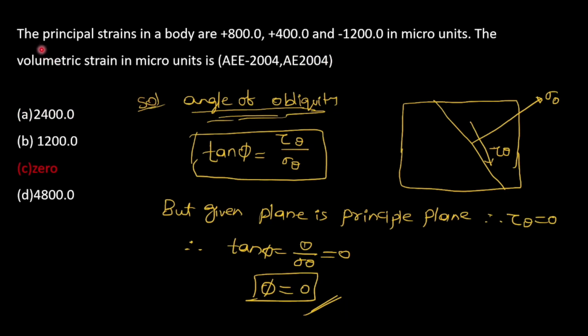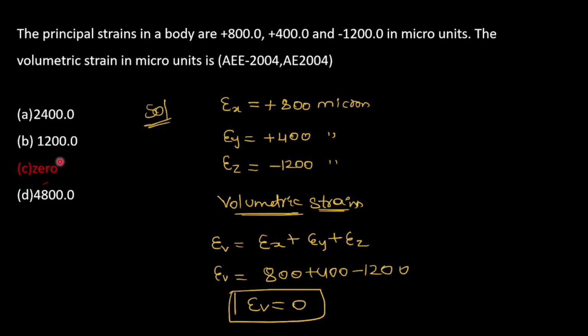So next question, the principal strains in a body are plus 800, plus 400 and minus 1200 in micro units. The volumetric strain in micro units is. So option C, 0, is the correct answer. How? Given that the principal strain in the x direction is plus 800 micro, in the y direction 400, in the z direction minus 1200. So it is asking the volumetric strain. We know the formula, and if we substitute we will get volumetric strain equal to 0. So option C is the correct answer.